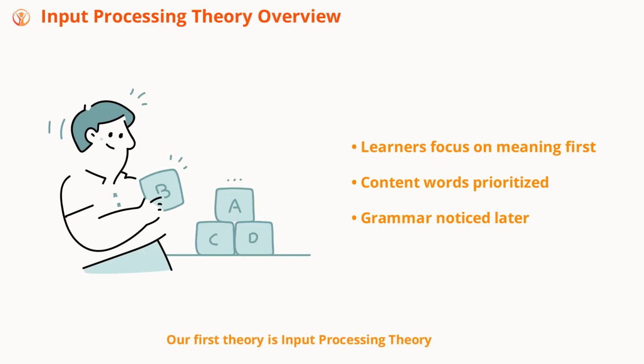Our first theory is input processing theory, developed by Bill Van Patten. This theory focuses on how learners process language input, prioritizing meaning before form. According to Van Patten, when exposed to new language, learners naturally focus on content words, those that carry meaning, before paying attention to grammatical details. This approach helps explain why beginners often understand the gist of a sentence even if they miss some grammatical endings or function words. Let's break down the key principles of this theory and see how it applies in real classrooms.